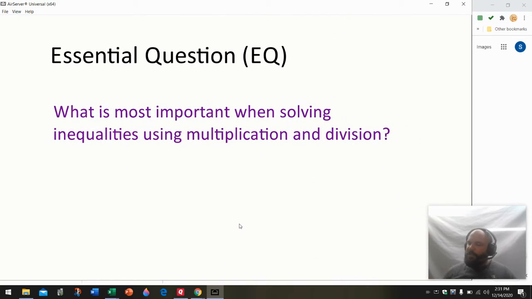And the last question says, what is most important when solving inequalities using multiplication and division? And that answer would be, if you multiply or divide by a negative, you need to flip the sign over.